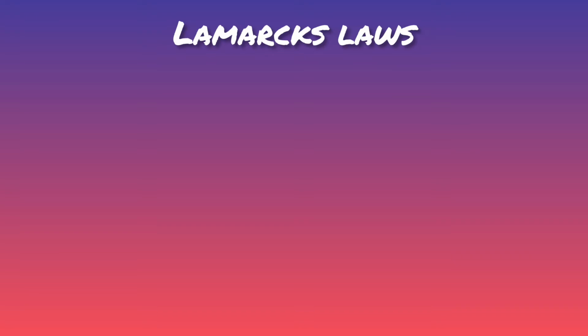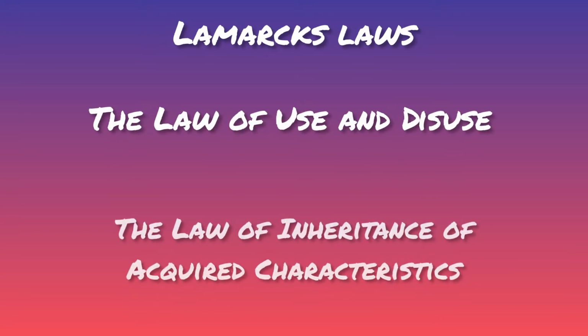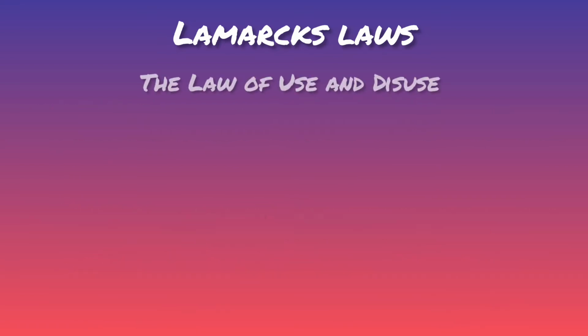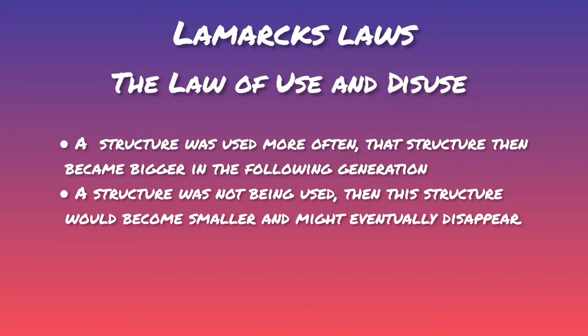Lamarck is best known for his two laws, the law of use and disuse and the law of inheritance of acquired characteristics. In his law of use and disuse, Lamarck suggested that animals changed over time in order to survive a new environment. He argued that if a structure was used more, the structure would become bigger in the following generations. Similarly, if a structure was not used, then these structures would become smaller and might even disappear. This was the basis of his law of use and disuse.